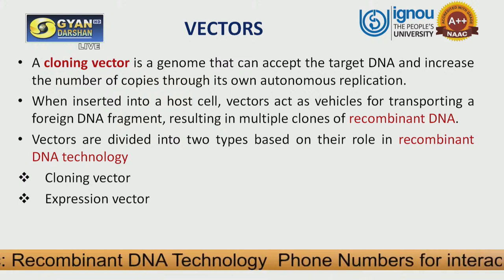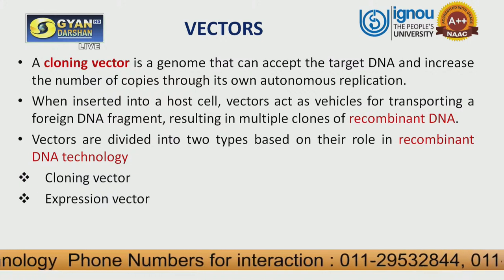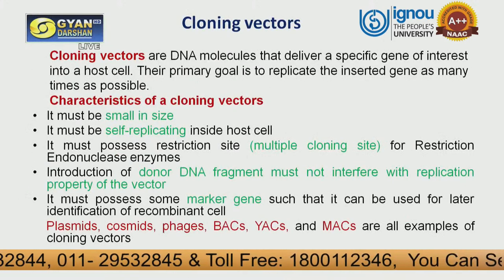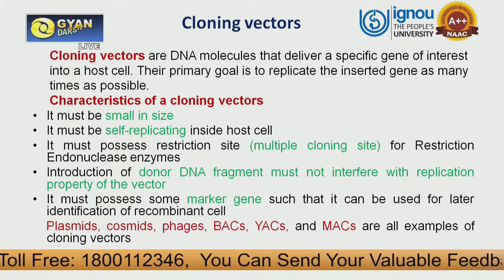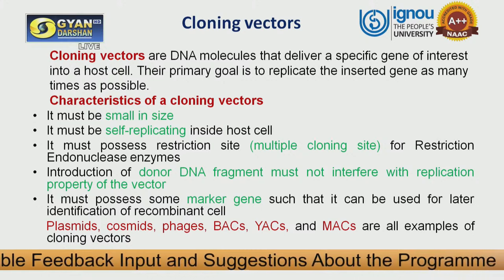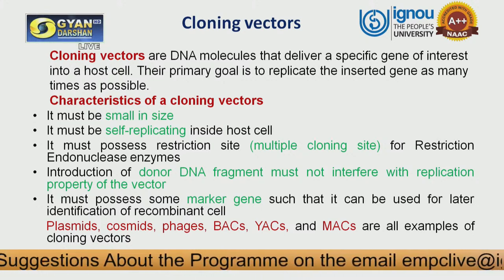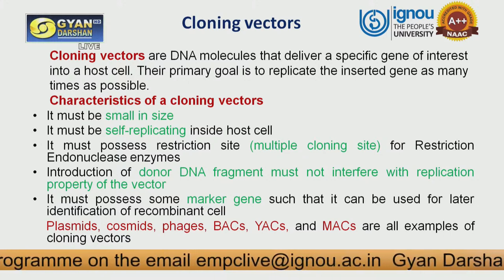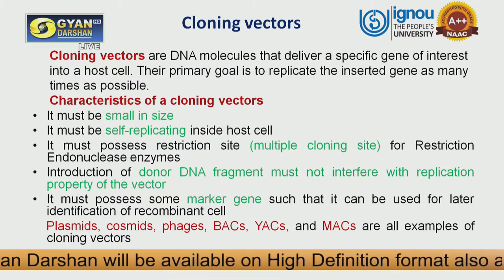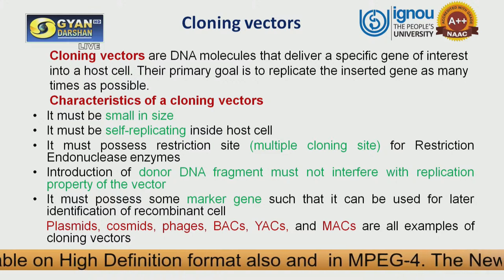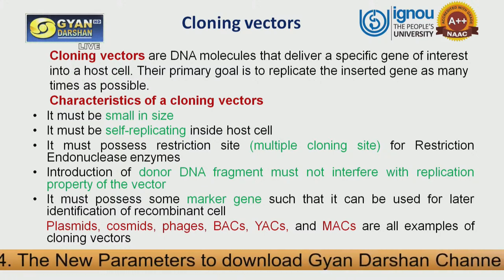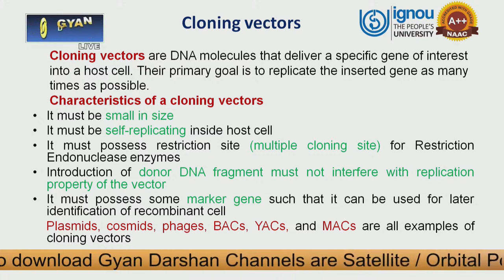So vectors can be divided into two types based upon their role in this technology. The first one is the cloning vector. The second one is the expression vector. Now, coming to cloning vectors, let's first understand what they are. Cloning vectors are DNA molecules that deliver a specific gene of interest into a host cell. Their primary goal is to replicate the inserted gene as many times as possible. As I have discussed just now, when you clone a gene of interest into a vector and insert this vector into the host cell, with the multiplication of the host cells, the number of vectors inside the host cell also multiplies along with the gene of interest.